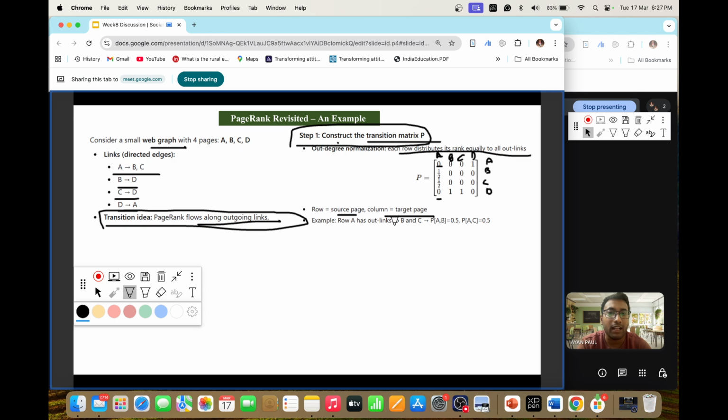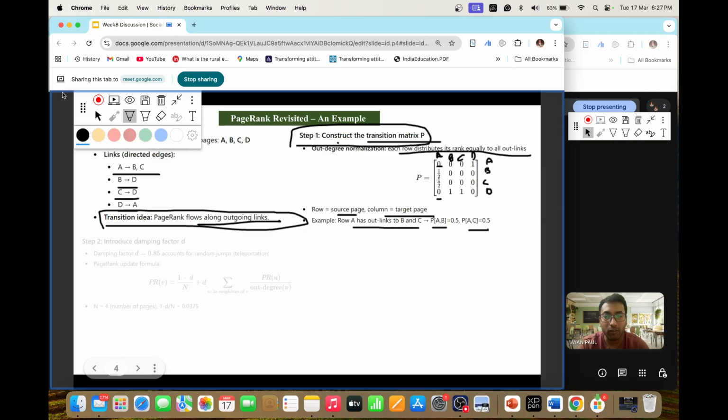For example, row A has outlinks B and C. So how do we write it? P_AB means the points we are giving from A to B, so that is half. The points we are giving from A to C is also half. That is how we write it. I hope you understood it.